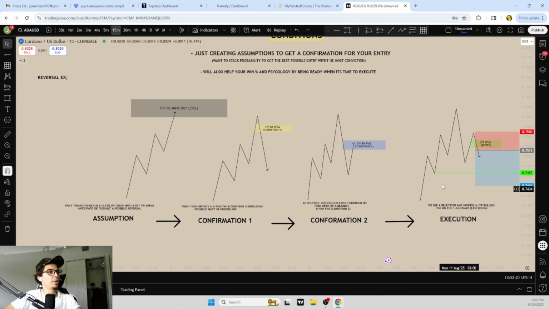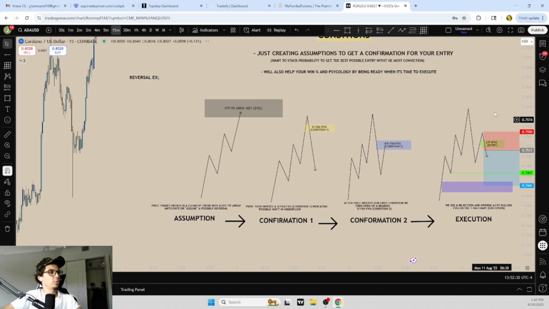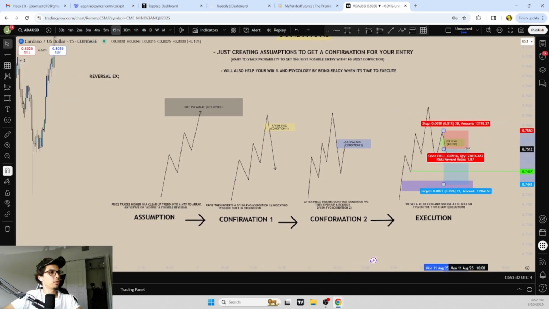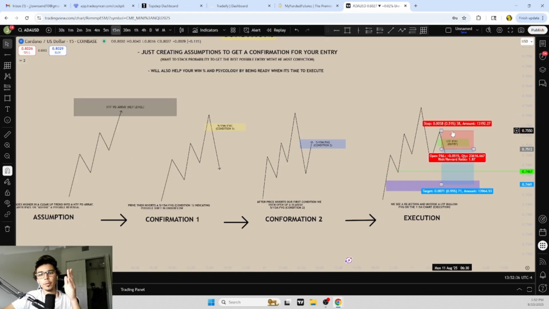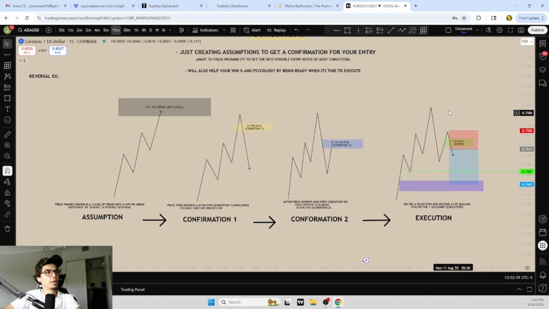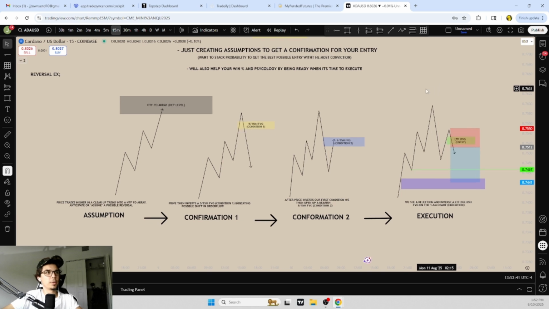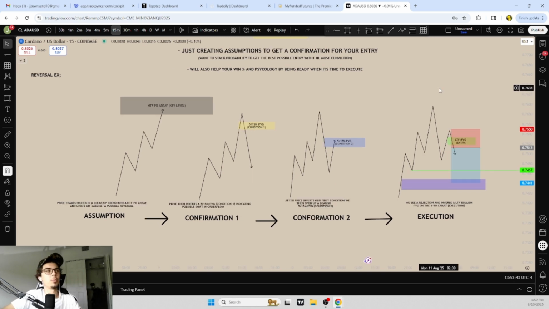Maybe we have an unfilled fair value gap right here that we can target also as a take profit. So that is where our take profit points can be, right? Sell side liquidity, unfilled fair value gaps, anywhere from 5 minutes to the 4 hour or daily, right? Really doesn't matter the time frame as long as it is above a 5 minute.